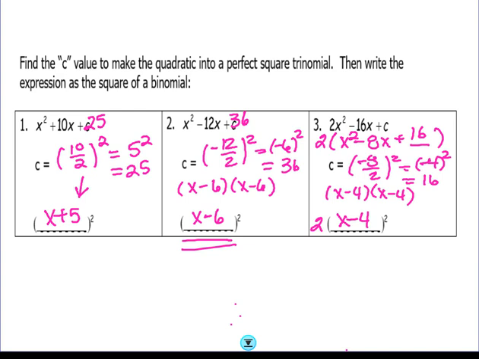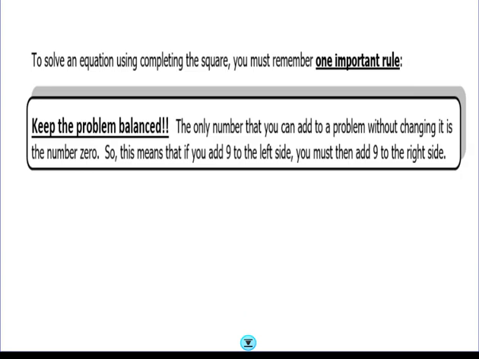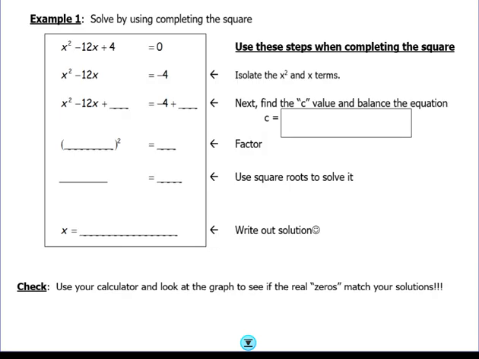Alright, so let's see how we're going to use this to solve a quadratic. Look at the following. Now we've got to remember one important rule. We've got to keep our equation balanced. So whatever we add to the right side, we're going to have to add to the left side also to keep our equation balanced. So we have the following question. X squared minus 12x plus 4, and we're asked to solve. Well, the first thing you should try to do is see if this factors. But there's nothing that multiplies to give you 4 and adds to give you negative 12. So that's why this is good for completing the square.